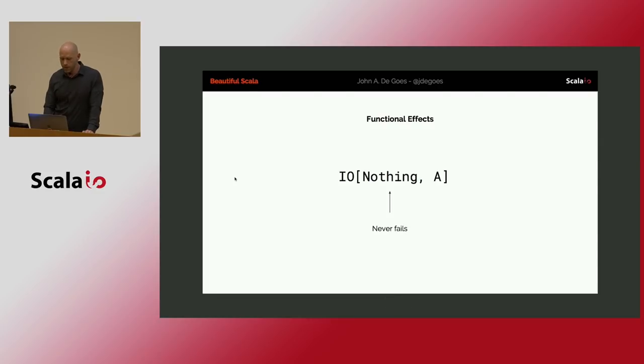IO[Nothing, A] represents a value that never fails. IO[E, Nothing] represents a value that never returns. And IO[Nothing, Nothing] represents a value that never fails or returns. It's like a server that just keeps on spinning or a while true loop.